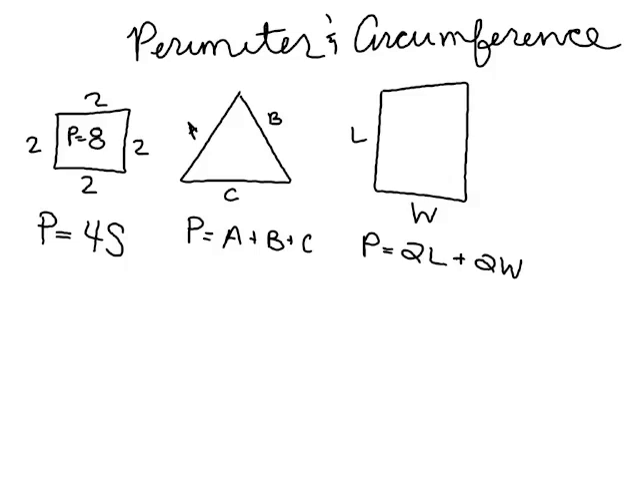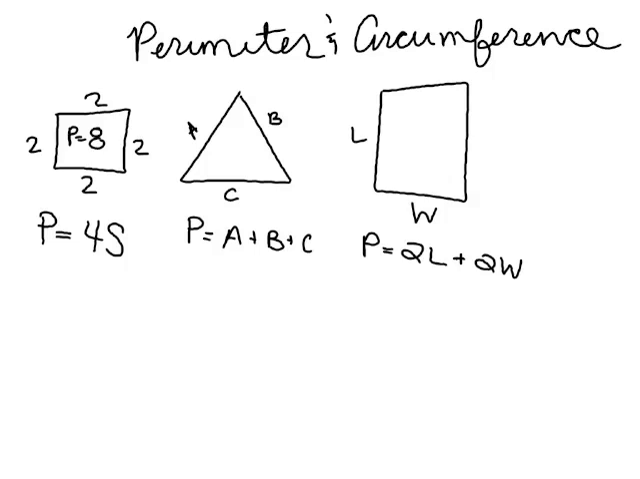Okay. Example 1. Perimeter of a polygon. There's our triangle. We have 23 centimeters, 19 centimeters, 15 centimeters. So the perimeter is equal to 57 centimeters. Add up the 3 side lengths.